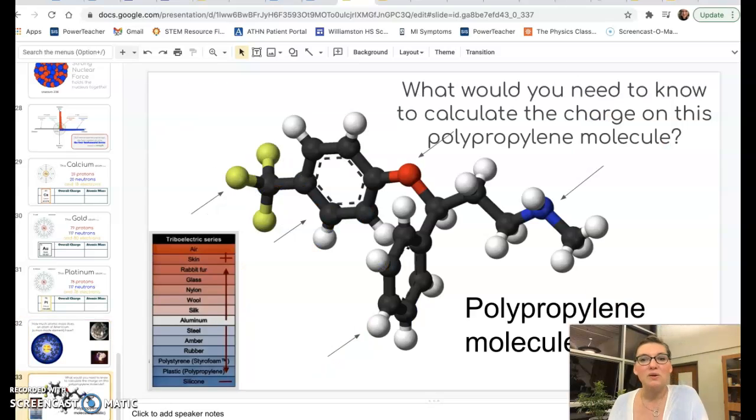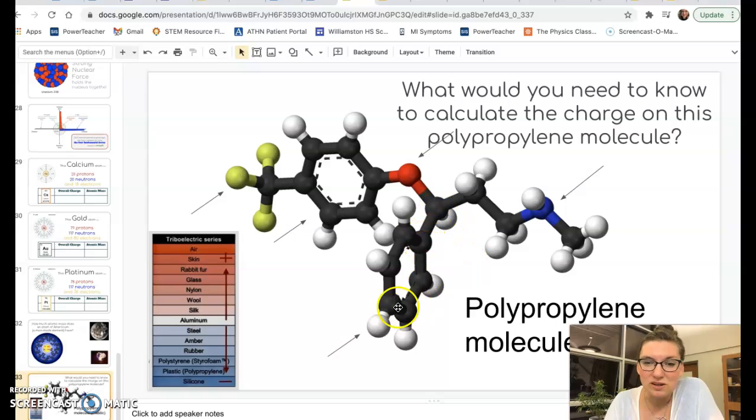There we go. Okay. So this is an example of a real-life molecule. This is a polypropylene molecule, which is plastic. And we know from our experiments earlier that polypropylene, or plastic, likes to gain electrons and gain a negative charge. So what would we need to know to calculate the charge on this polypropylene molecule? So there's a few things here.